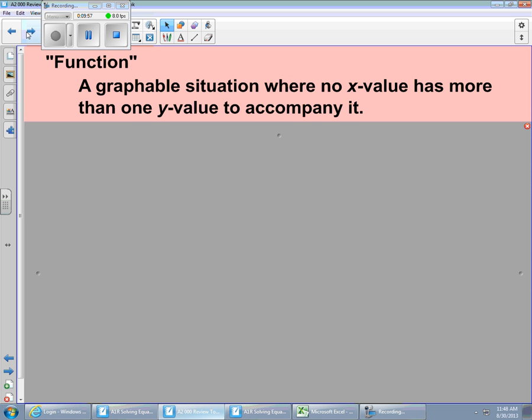All right, some extra terms. A function is a graphable situation where no x value has more than one y value to accompany it. That's the actual technical explanation of it.